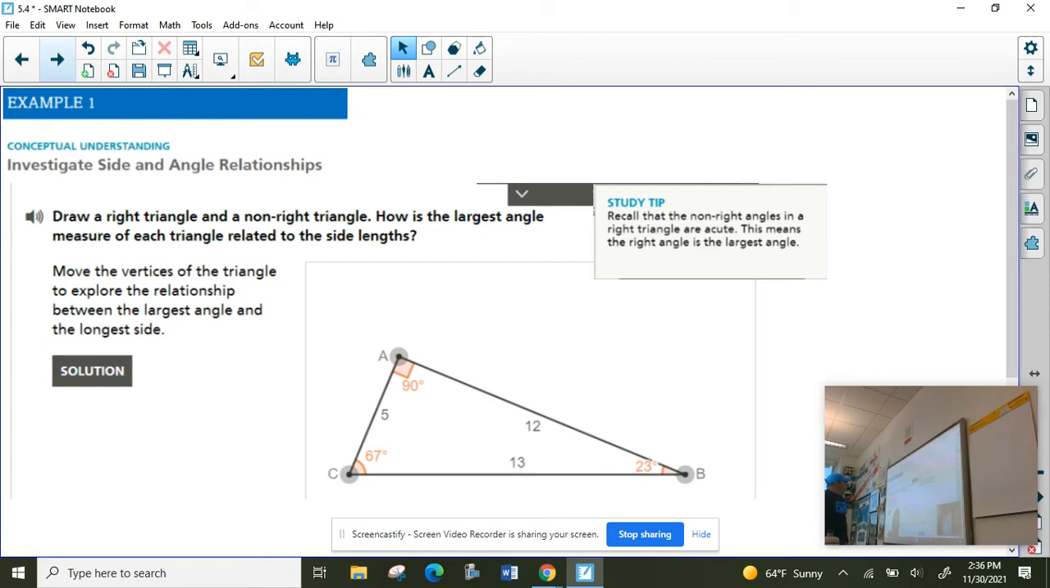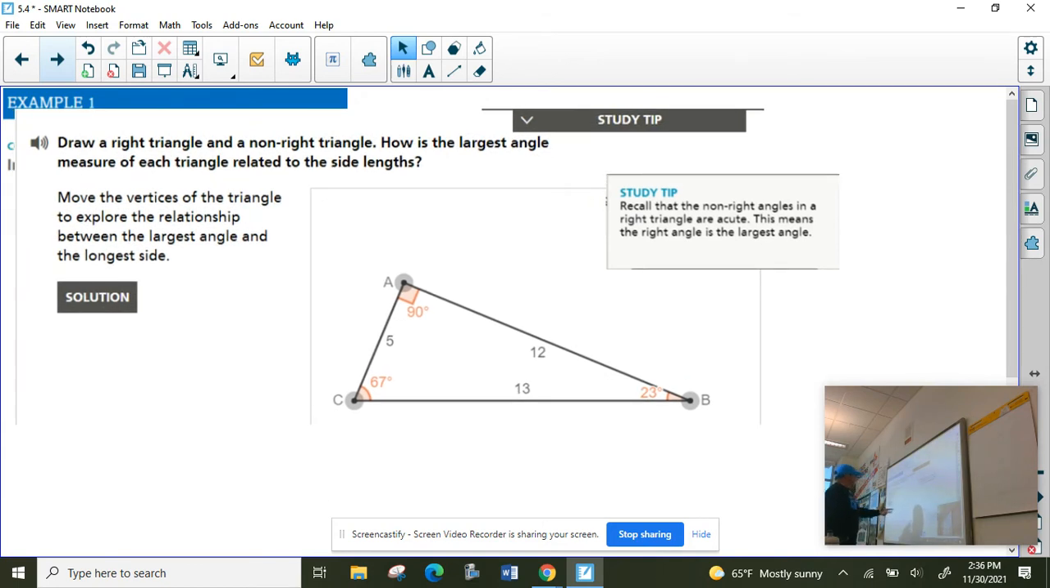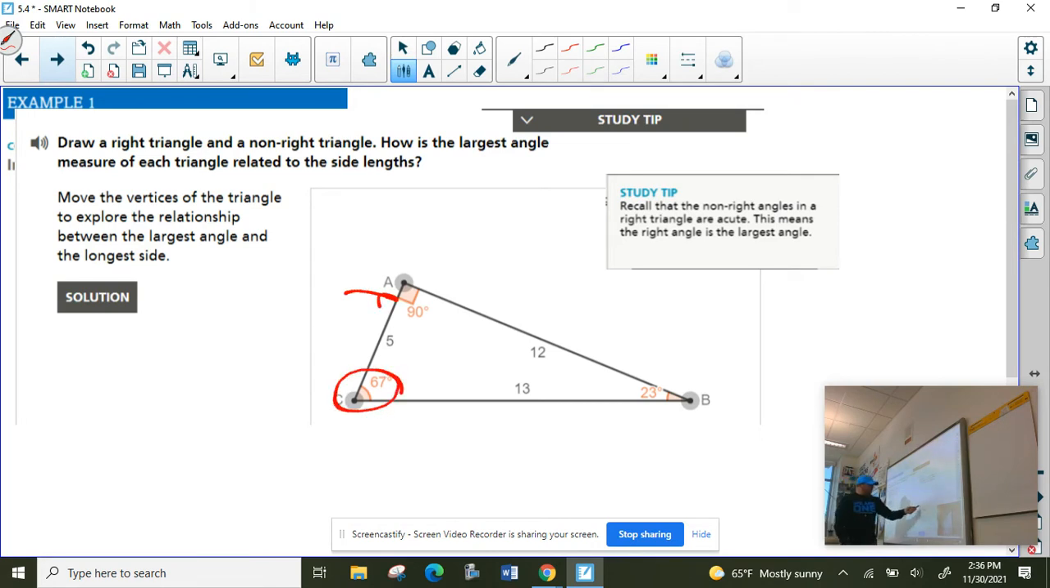So in example 1, it says draw a right triangle and a non-right triangle, and it asks about the angles. Within the online textbook, you can manipulate these triangles and make a right triangle there. I want you to take a look at the angles and the side lengths. We have our 90 degrees right here, and you've got your 67 and your 23. Let's put them in order from largest to smallest. Angle A would be the largest at 90. Angle C would be next at 67, and angle B would be your smallest at 23.